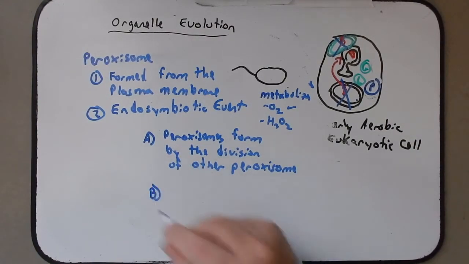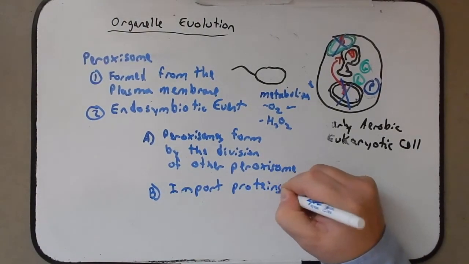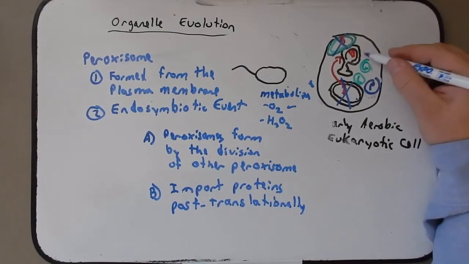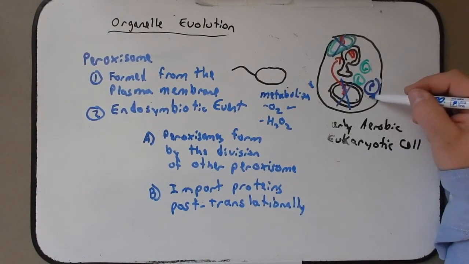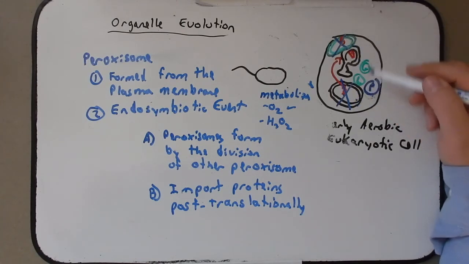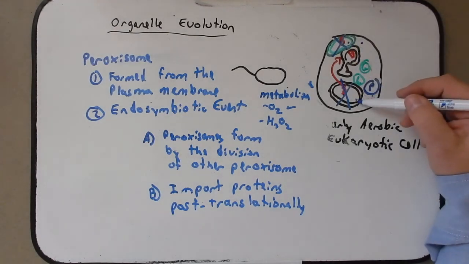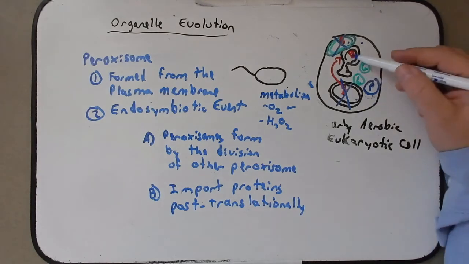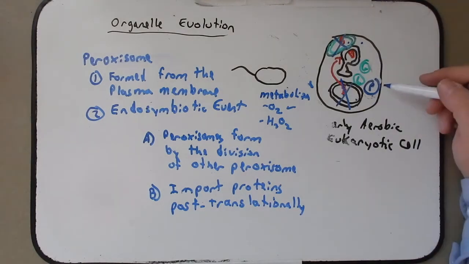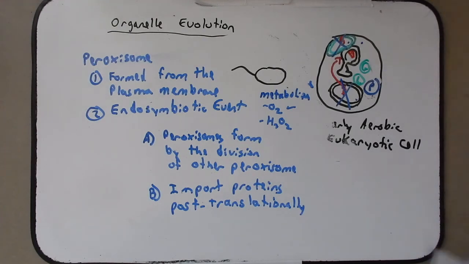Another piece of evidence, and we haven't talked about this quite yet, is that they import proteins post-translationally. Proteins are made in the cytoplasm and then they are imported into the peroxisome. Just like proteins needed for the mitochondria and chloroplast function. They're folded in the cytoplasm and then taken into either the peroxisome or the mitochondria. We'll see in a moment that the proteins needed in the endomembrane system, the lysosome, the ER, the Golgi, get their proteins through the ER.